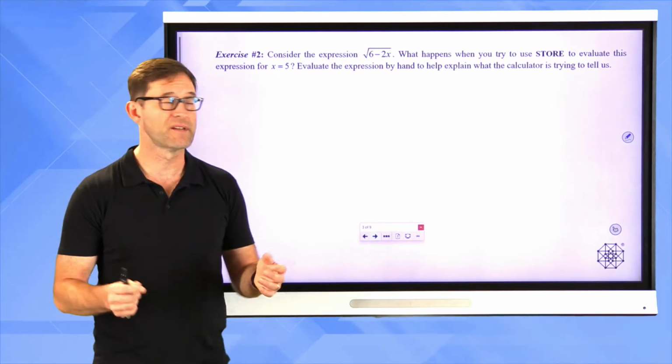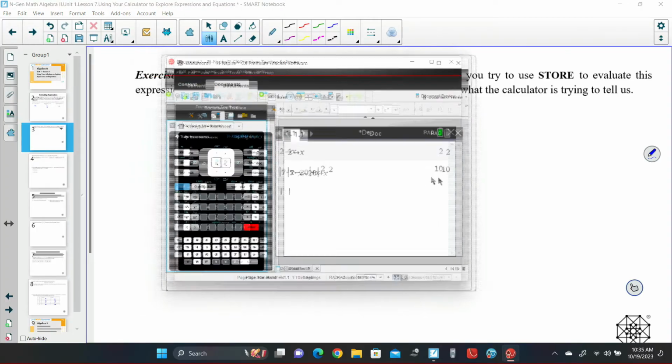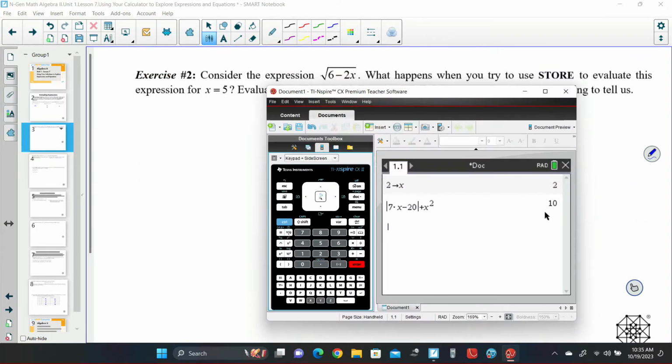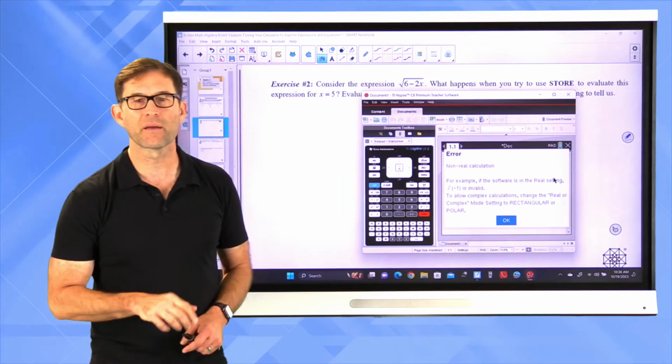All right, well, let's take a look. I'm going to exit out of this, bring back my graphing calculator. All right, what do I want? I want 5 stored in x. And notice I always have to put the number first. I never want to try to store x into 5. That doesn't make any sense. I can't do that. 5 is 5. All right, so now I'm going to type out the expression square root of 6 minus 2x. And oh, all right, let's talk about this a little bit.